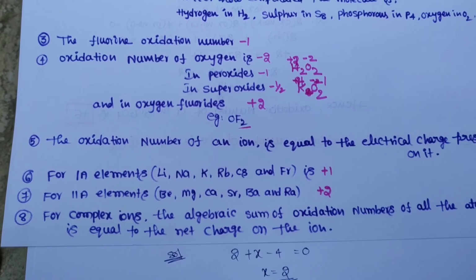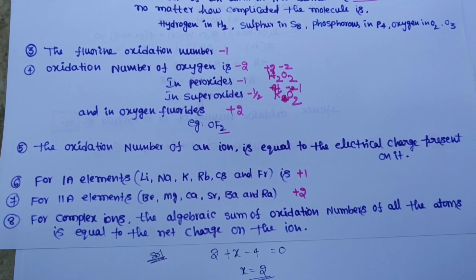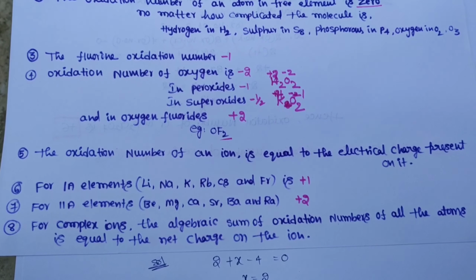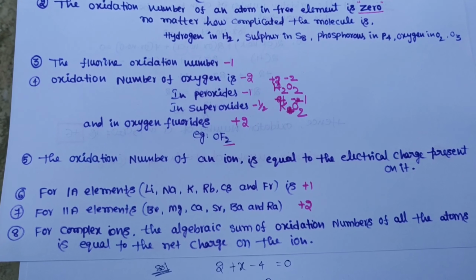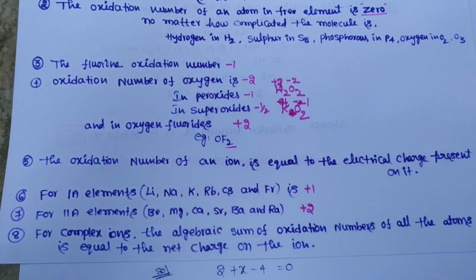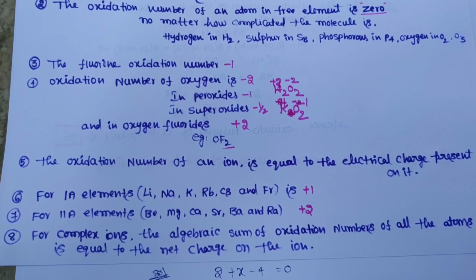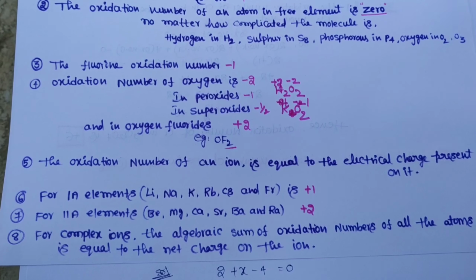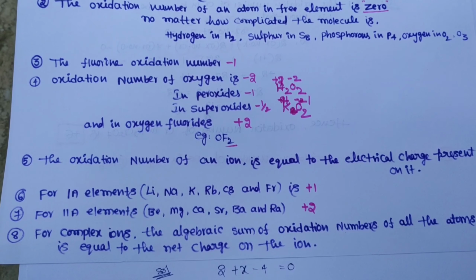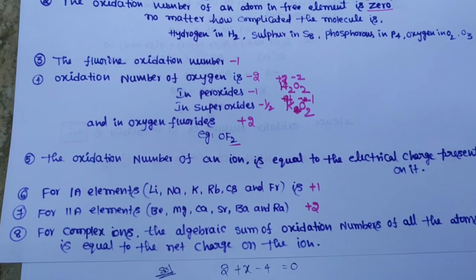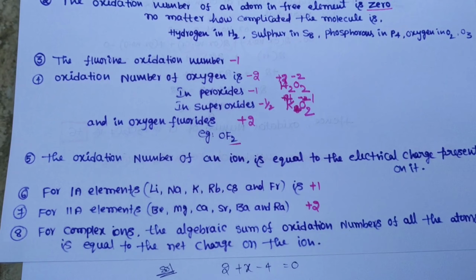Next rule number 8, for complex ions the algebraic sum of the oxidation numbers of all the atoms is equal to the net charge on the ion. So this is one more important rule. So you have to take one complex ion. Ion means it is having some charge. So in that complex ion, the algebraic sum of the oxidation numbers of all the atoms present is equal to the total charge which is present on that ion. So this is the most important rule.